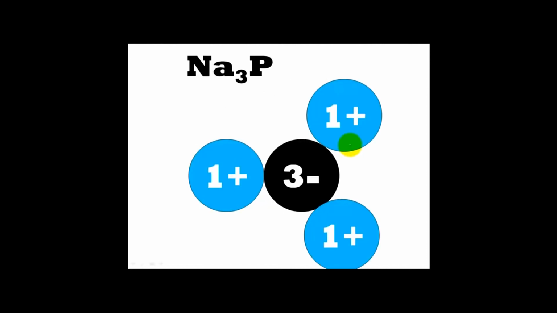If I look at it from this view, there are 3 1+ ions. I have 3 1+ sodium ions and 1 3- phosphorus ion. Altogether, my 3 pluses are going to cancel out with my 3 negatives, giving me an overall charge of 0.